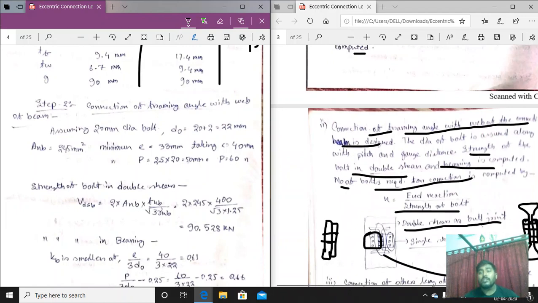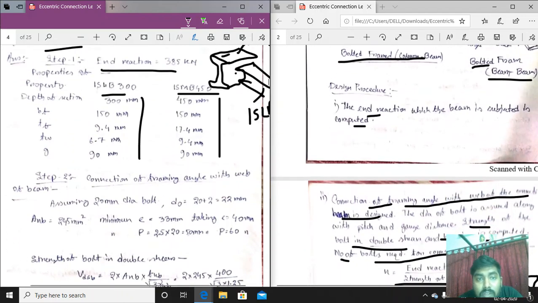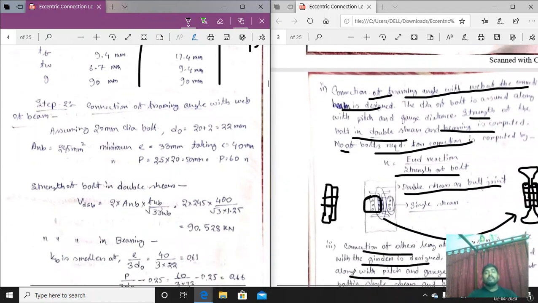That means first we have to design this connection, and all the procedure will be followed. The diameter of the bolt is assumed. First, assuming a 20 mm diameter bolt for the connections, the D0, that is the diameter of the hole, will be 20 plus 2, that is 22. A_nb, the area of the fastener, is 245 square millimeter. If you can recall, I have given the chart for the calculation of A_nb for each bolt diameter.